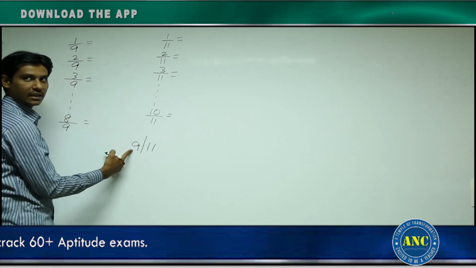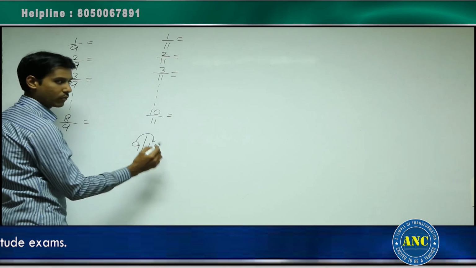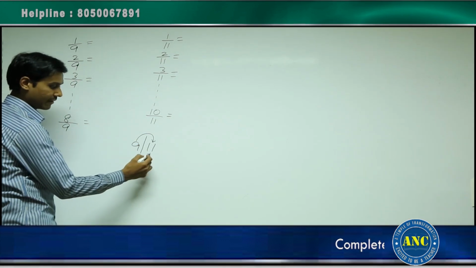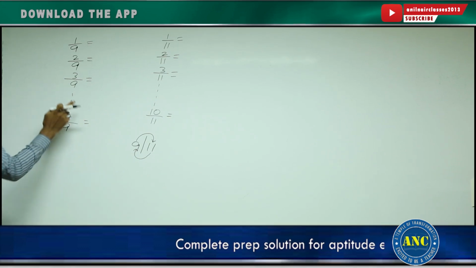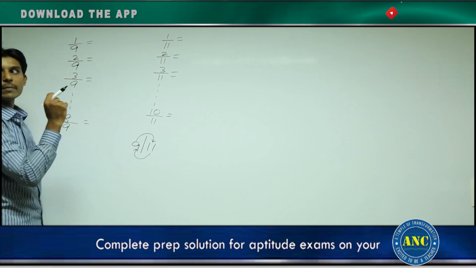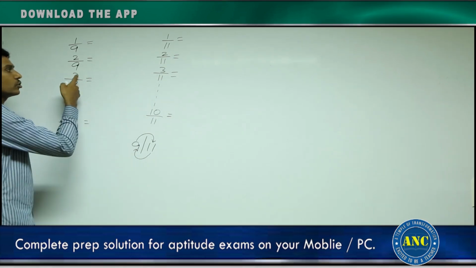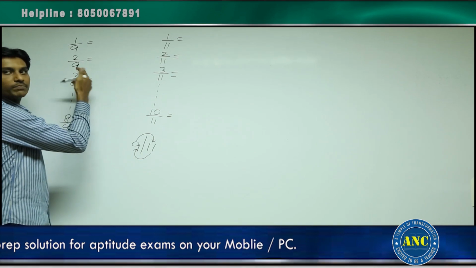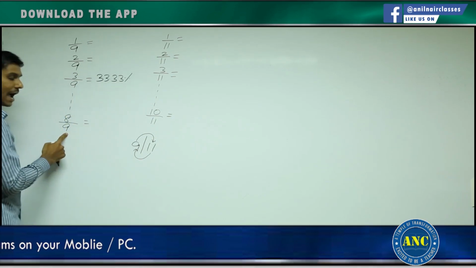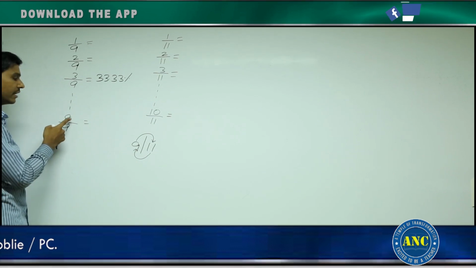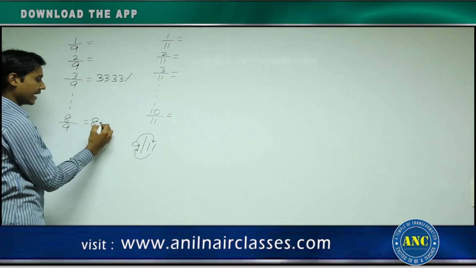If the denominator is 9, the answer is a multiple of 11. If the denominator is 11, the answer is a multiple of 9. What is the meaning of that? See here. Denominator is 9, so the answer is a multiple of 11. 11 into numerator. What is 11 into 3? 33. Write down twice. Similarly, for 8 by 9, 11 into 8 is 88. Write down twice.